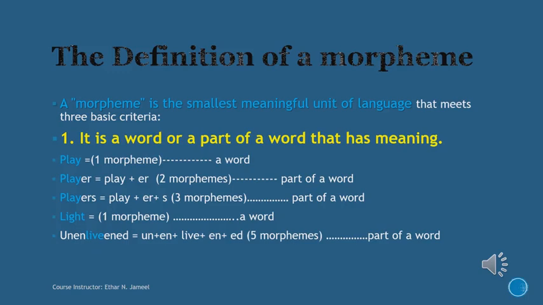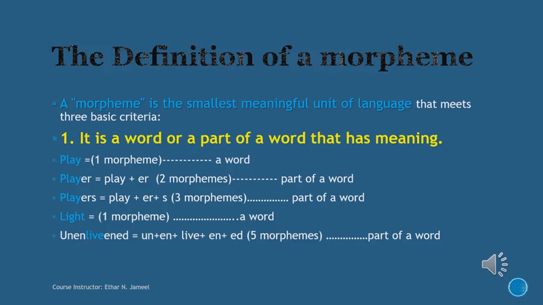Today we are going to start the first lecture of morphology and syntax by identifying the definition of a morpheme. Morphology is the science that studies morphemes. So what is a morpheme after all? A morpheme is the smallest meaningful unit of a language.